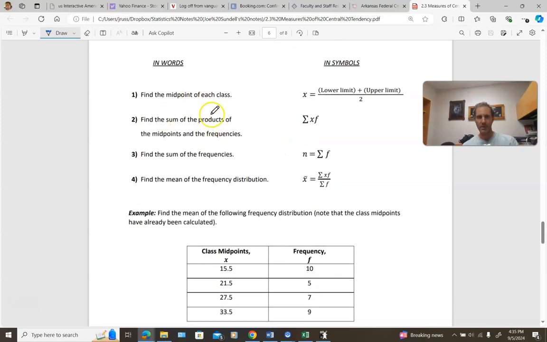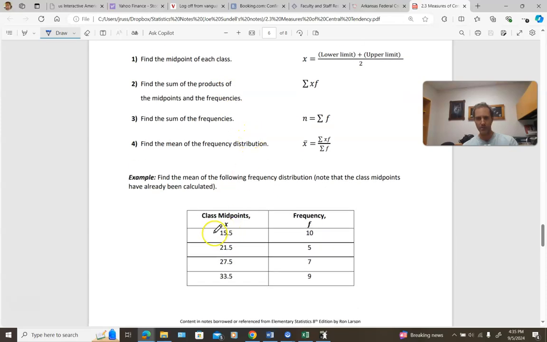And then you're going to find the sum of the products of the midpoints and frequencies. If these are the midpoints right here, and these are the respective frequencies in each of those classes, you would multiply these together and then sum all those products up. Then you would find the sum of the frequencies, adding up this last column. And lastly, you would divide, and that would give you an estimate for the mean from data that's grouped.